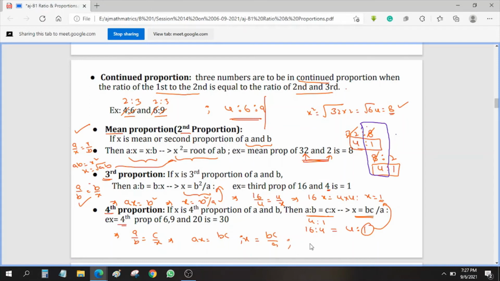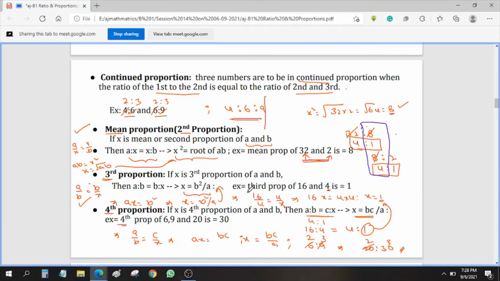Now what about a fourth proportion of 6, 9, 20? Simply we can do it like 6 is to 9, which is 2 is to 3, and 20 is to 30 is what? 2 is to 3, the same ratio. So the final intention is to find the same ratio only, so that we call a fourth proportion.